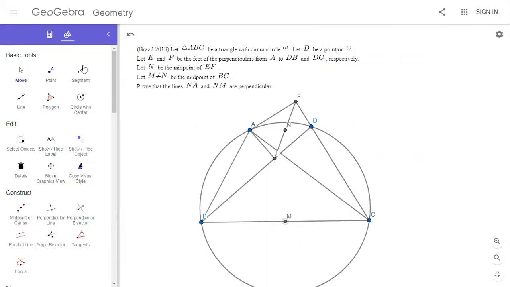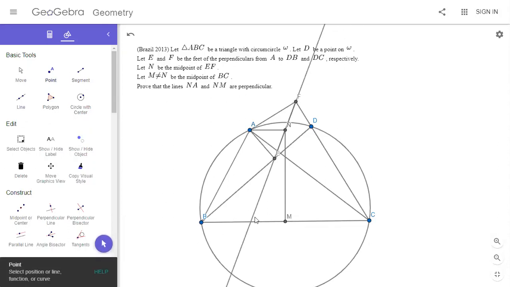But we want to show NA and NM are perpendicular. So EF passes through the altitude from A, and that might be enough to just finish off the problem.